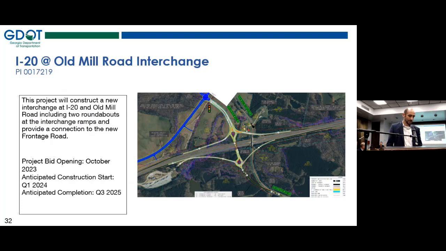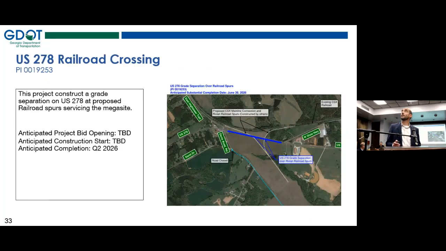You can see project bid opening of October 2023. I will say that project was successfully bid last Friday, and we have an apparent awardee that we hope to finalize here in the coming weeks for that project to advance to meet those dates as you see on the screen there.